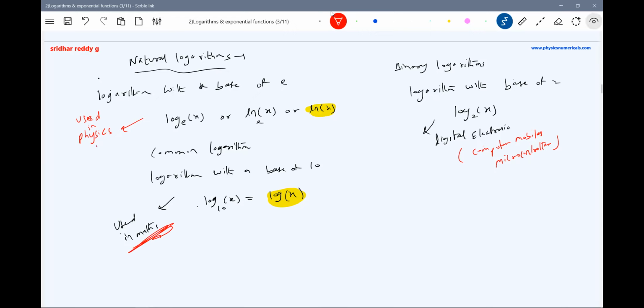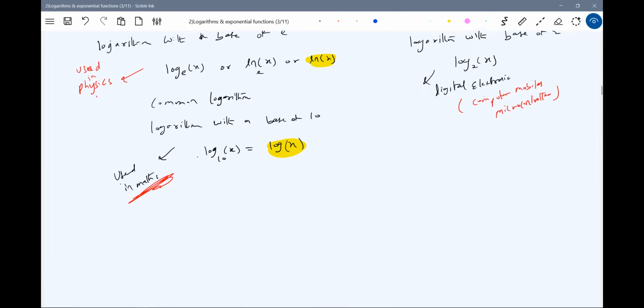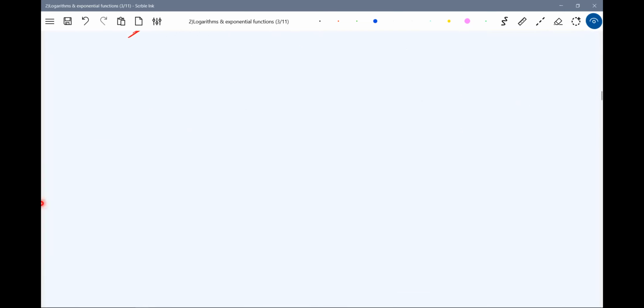Why that E? Again, what does the E represent? Most of the physical quantities that vary with time or with position will vary exponentially, either increasing or decreasing. That's why this is widely used in physics. Let's take the next topic, the product rule.